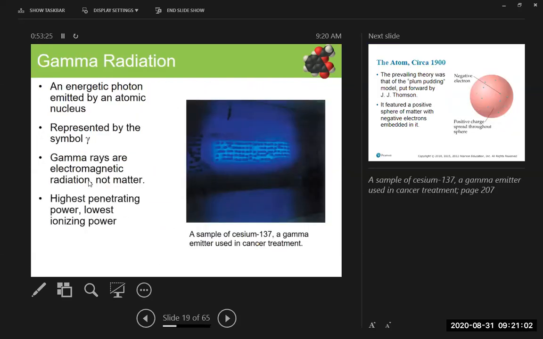The gamma radiation is a little different than the other 2, because they're electromagnetic radiation, they're not actual matter. And this has the highest penetrating power, lowest ionizing power. And so there's an example of cesium-137. It's a gamma emitter, and it's used in cancer treatment.